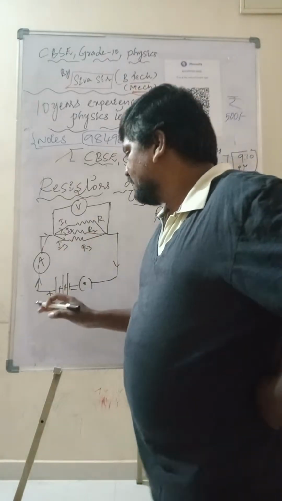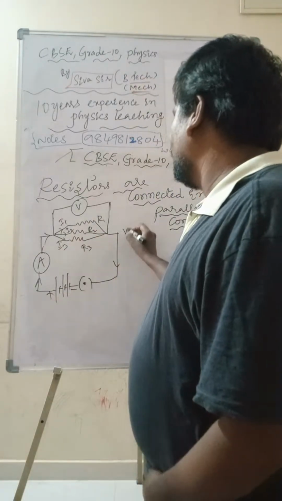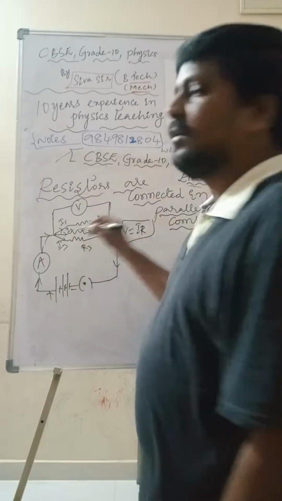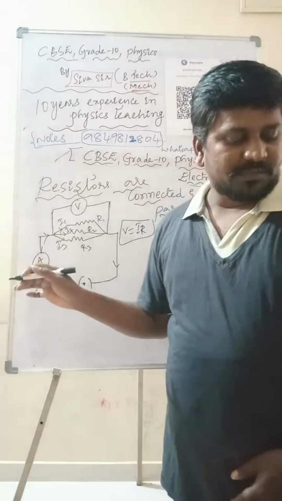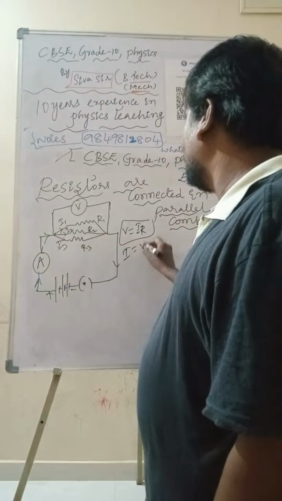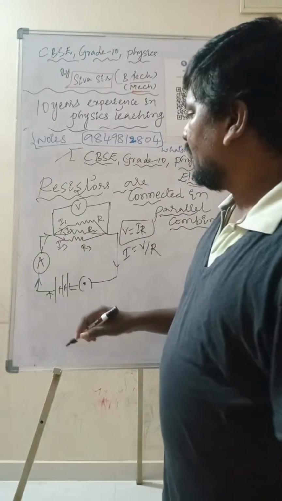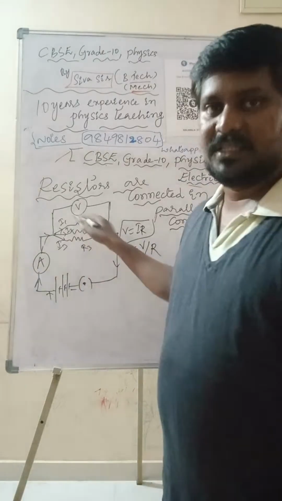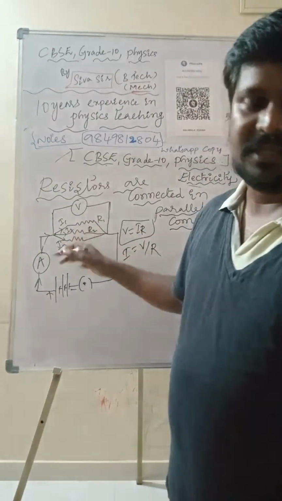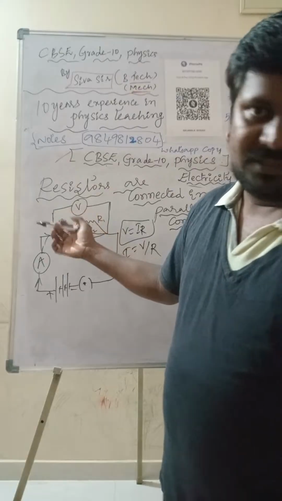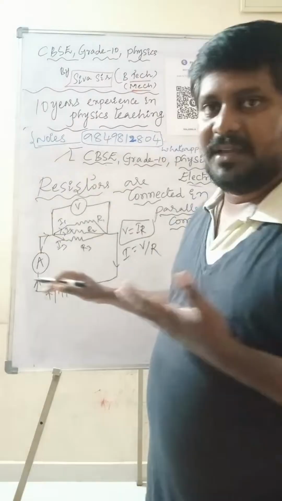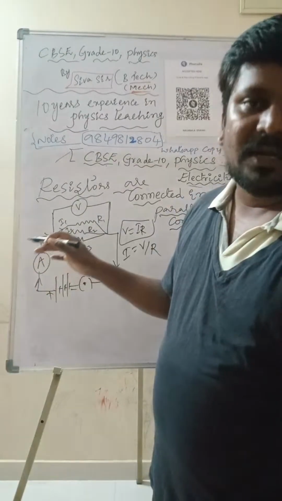So here you can see, from Ohm's law, V equals IR. This is the formula. From this we can take I equals V by R. Here the potential difference is the same for the circuit. For R1, R2 and R3, the potential difference is the same and does not change. Only the current is dividing.